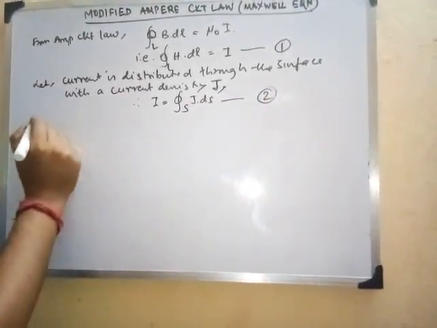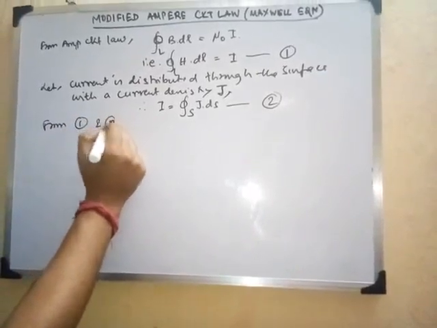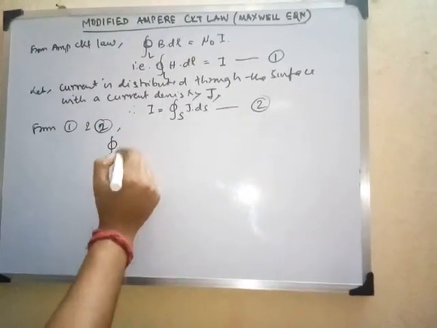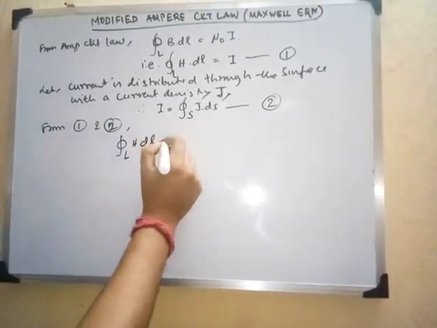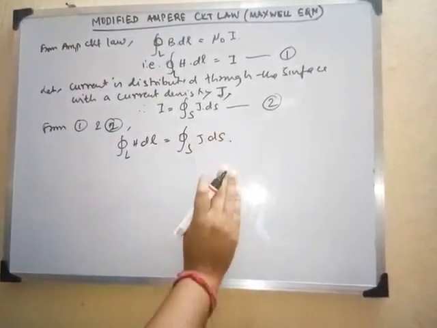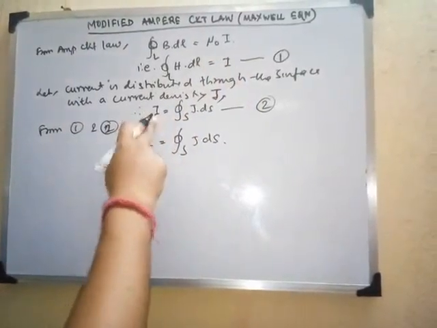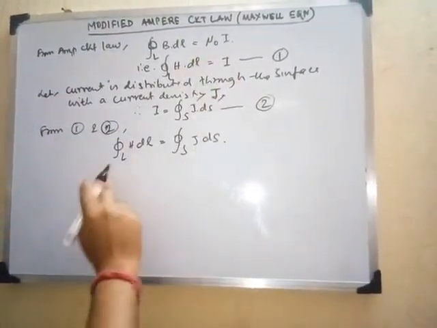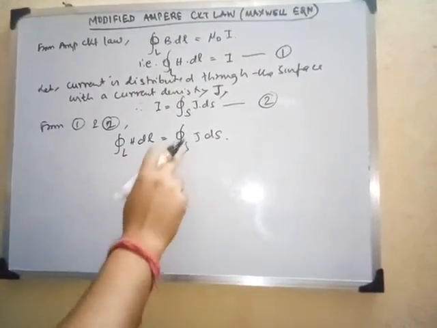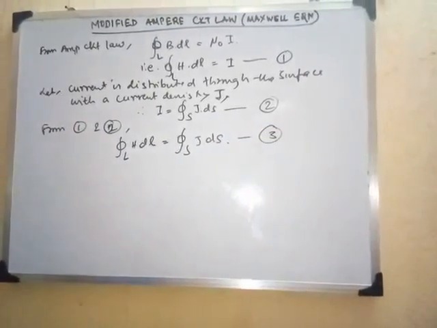Now from 1 and 2, we can write that the line integral of H dl will be equal to the closed surface integral of J ds. Why? See, on the right hand side here is I, and the left hand side is also I, so we can equate these two things. That is what I have done. So the line integral of H dl equals the closed surface integral of J ds. We mark this as our expression number 3, right?